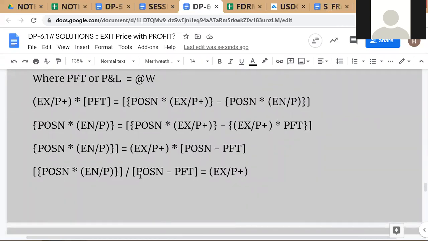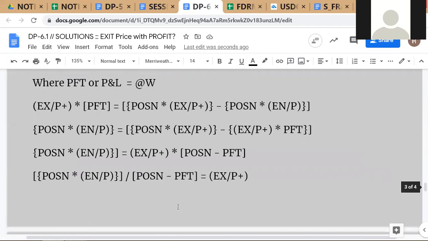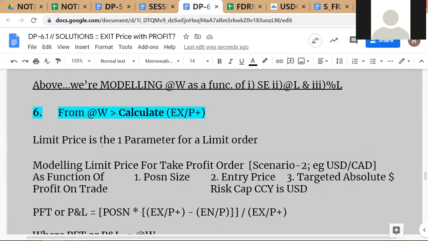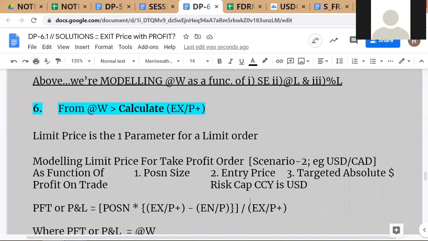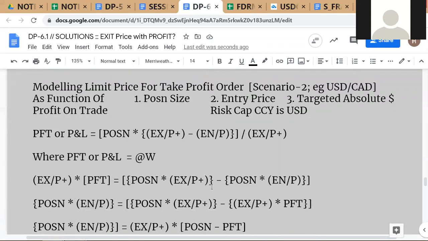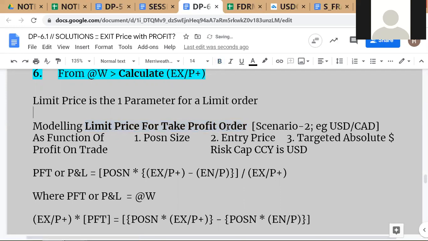Okay, so we got this now. Exit price is equal to this. Any questions so far? How we got exit price as a function. In this step number 6, we had a lot of discussions about models in general. But what we got was, as a function of this and a few other things, we calculated the exit price at the limit price for the take profit order. Any questions so far? Okay, good.